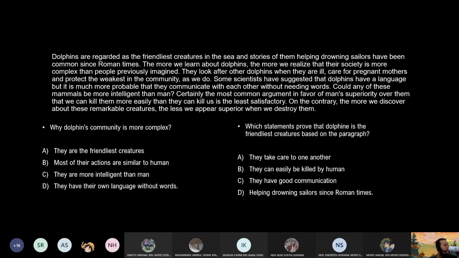Because imagine you do not have enough time in doing the reading test, because there are many paragraphs and many reading passages. So you need to apply effective reading, I mean fast reading, as a skill. So the keywords here are more complex and dolphin community.